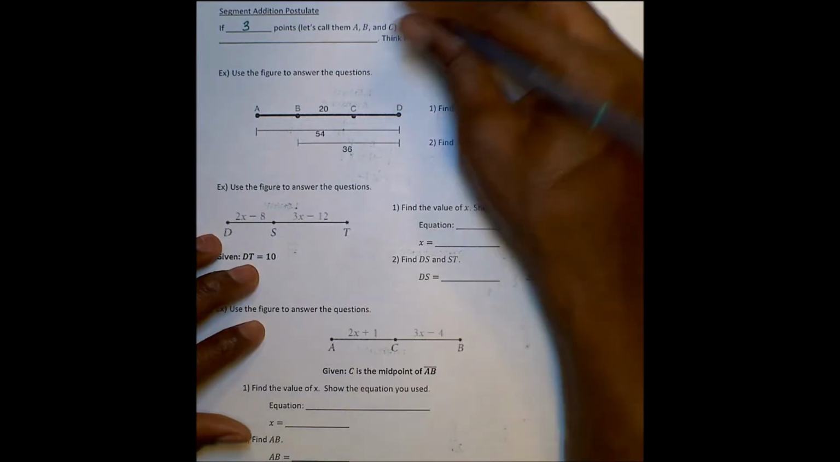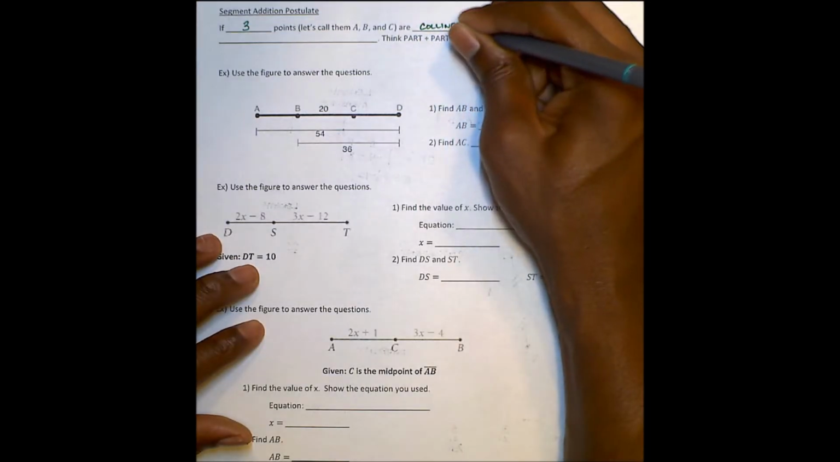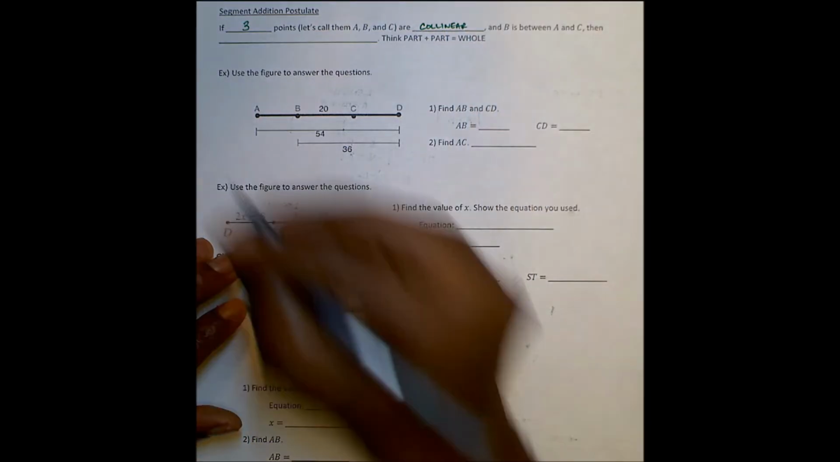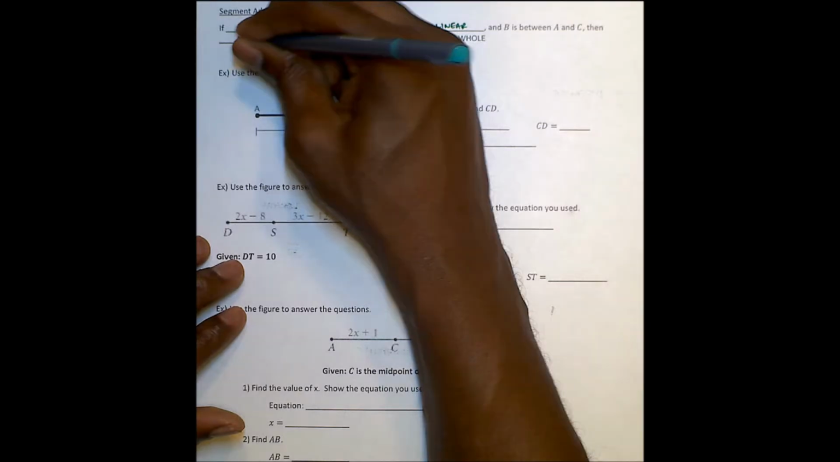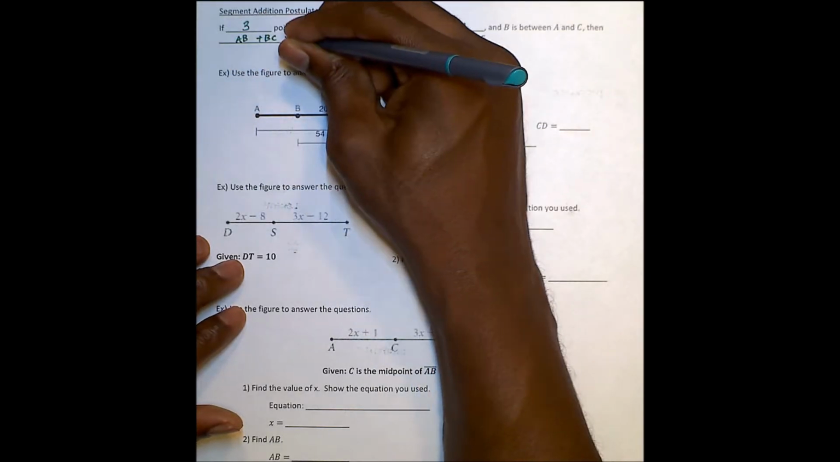Okay, segment addition postulate, let's look at it. The segment addition postulate says if 3 points, and let's call them A, B, and C, are collinear, and B is between A and C, then we can say that AB plus BC equals AC.